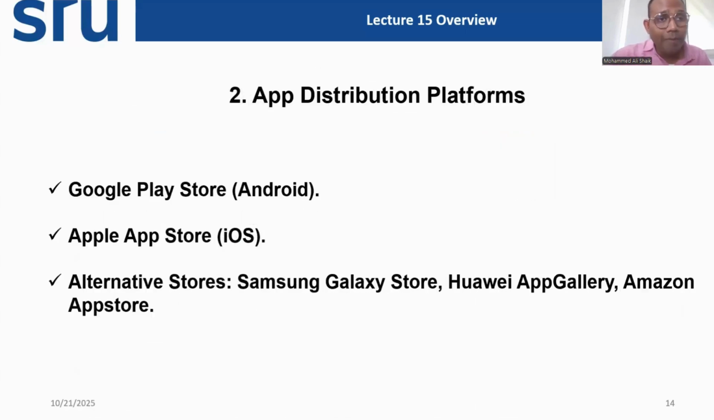Now, app distribution platforms. We have the Google Play Store for Android and the Apple App Store for iOS. Alternate stores are there, like Samsung Galaxy Store, Huawei App Gallery, Amazon App Store, and many more. The Google Play Store is an open ecosystem, easily used for publishing apps. There are millions of apps. Coming to the Apple App Store, it has strict review policies, quality control is maintained, and higher revenue per user is also there. For alternatives like Samsung Galaxy Store, Huawei App Gallery, and Amazon App Store, different case studies are there.